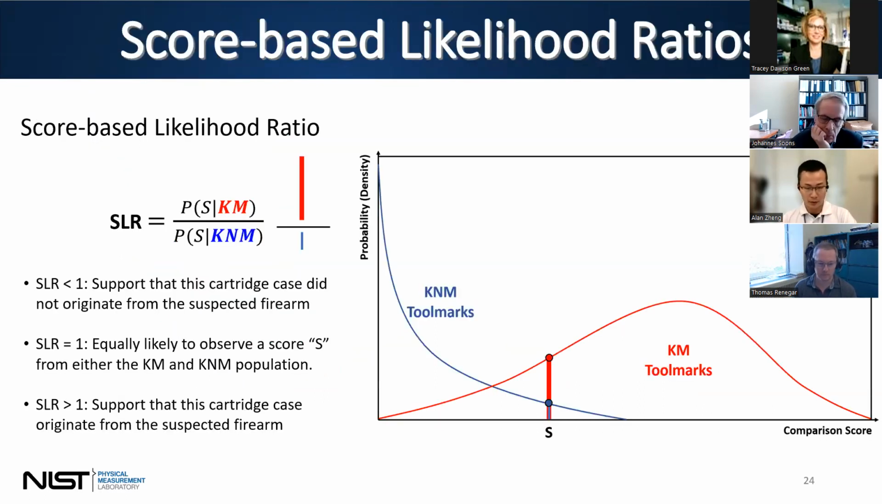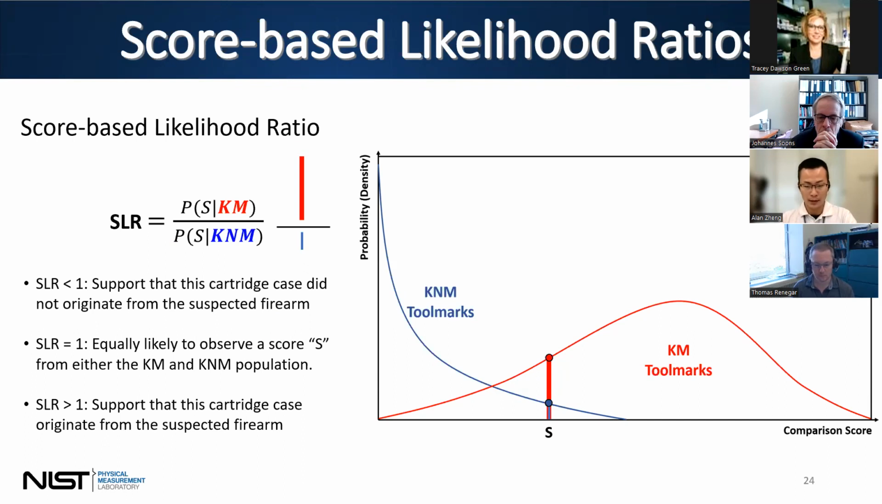So right now, the field is moving towards something called score-based likelihood ratios, where, using those same distributions, the blue and red curves you just saw in the previous slide, instead of establishing a threshold, we're looking at a particular score. This score is generated by your evidence that you recovered at the crime scene compared to a test fire from a firearm, for example. You generate a score of S in this example.